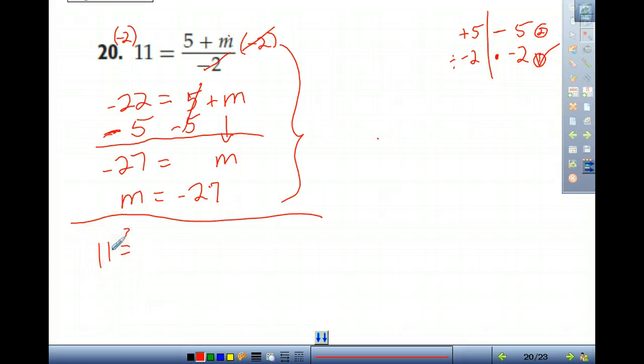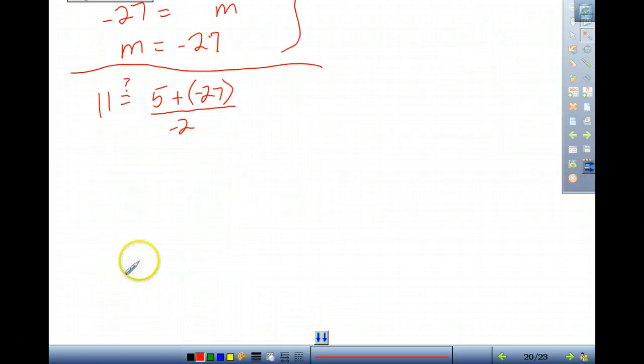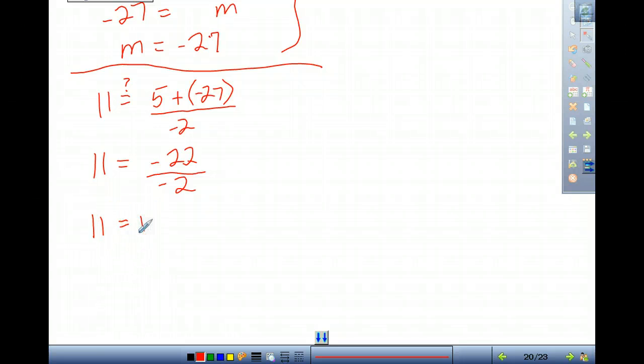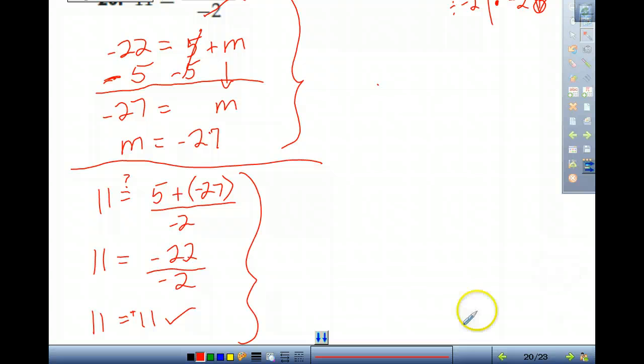Does 11 equal 5 plus negative 27, all divided by negative 2? Is that true? That's what the check is for. So let's see. 11 equals, first thing you do is the top. Good, negative 22. And then all over negative 2. So it looks like negative 22 divided by negative 2 is positive 11. So yes, that's a true statement. So it checks out. So that's how the checks work. Have to get something true. Now for equations, it's going to be the exact same number on both sides.